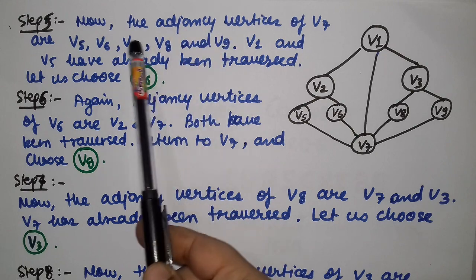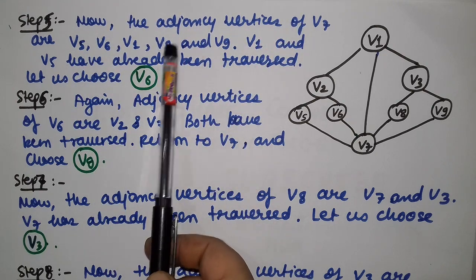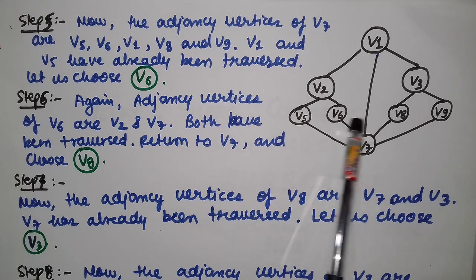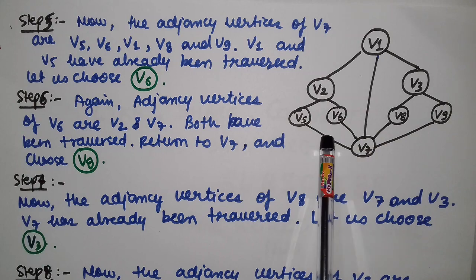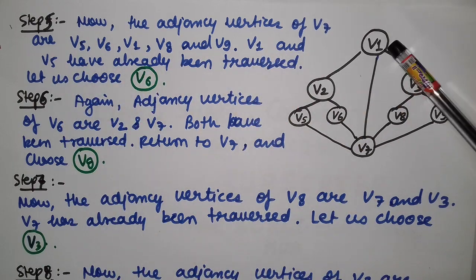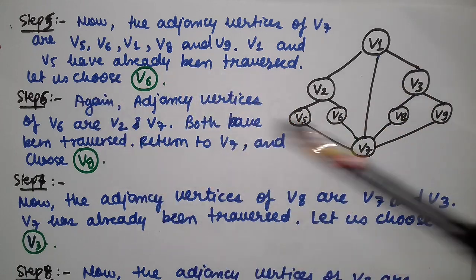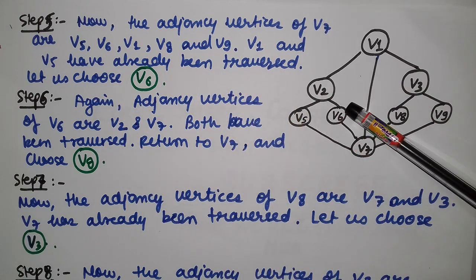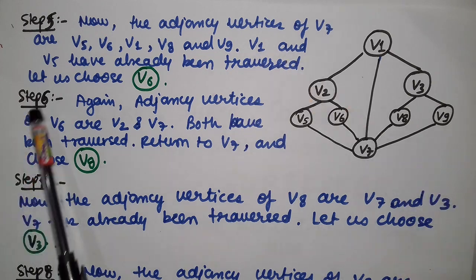So now the adjacency vertices of V7 are V5, V6, V1, V8 and V9. V1 and V5 have already been traversed. So let us choose V6, as it was the remaining one. There were three options, V6, V8 and V9. So now we are choosing V6.